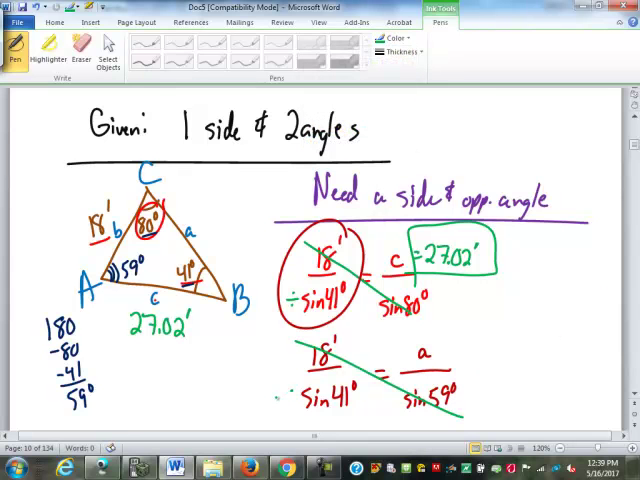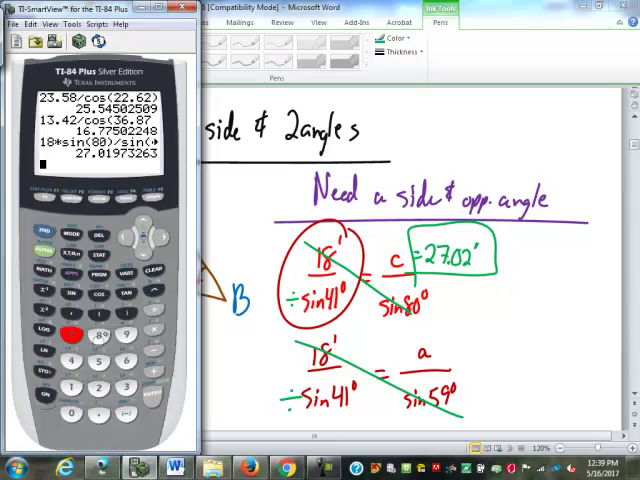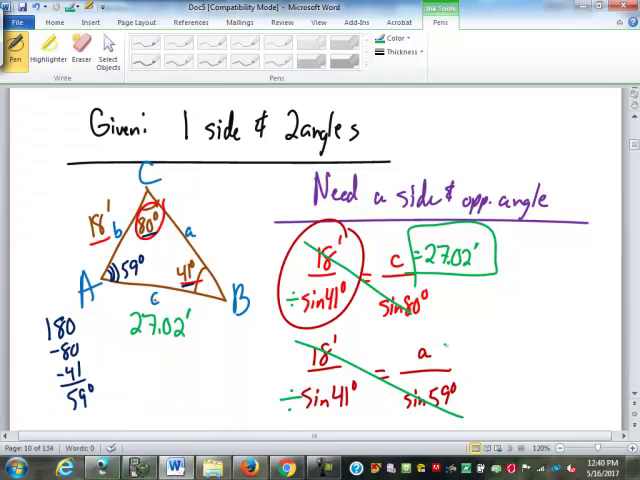So we will cross multiply and divide. So 18 times sine of 59. Again, make sure you close those parentheses. Divided by sine of 41. 23.52 will round it to. Very good.